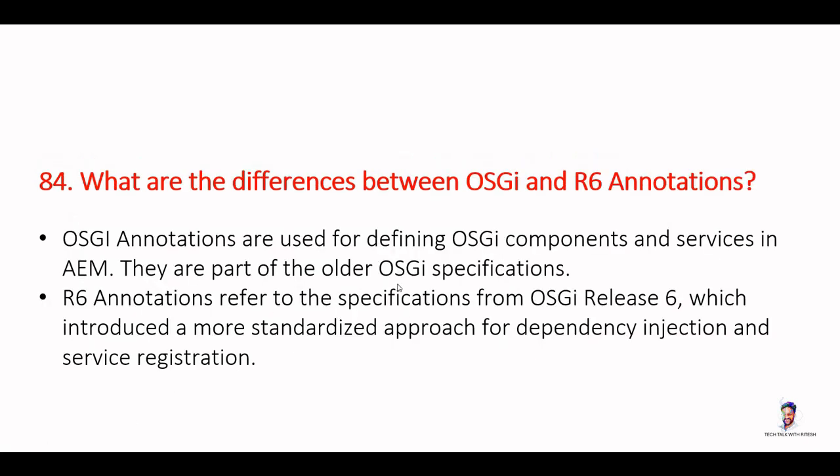Theoretical question: what are the differences between OSGi and R6 annotations? OSGi annotations are used for defining OSGi components and services in AEM, that we know, and they are part of the older OSGi specification. Okay, so these annotations are older. R6 annotations refer to the specification from OSGi release 6. Okay, it is always better to have these keywords. It always gives a good impression, which introduced a more standardized approach for dependency injection and service registration.